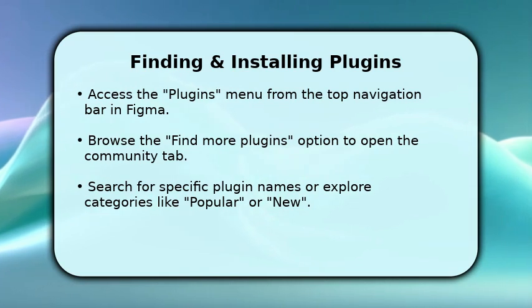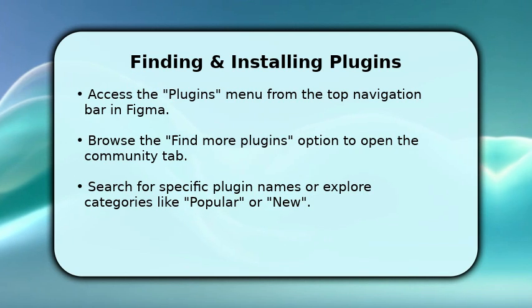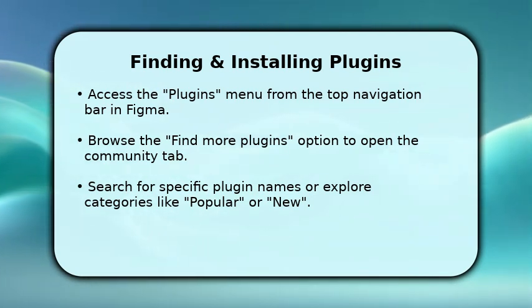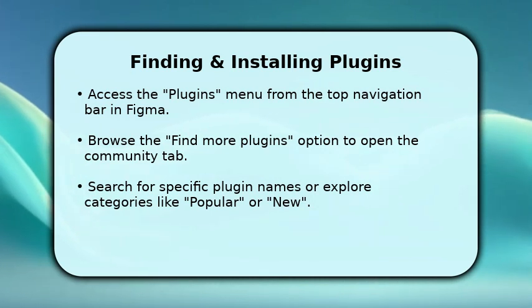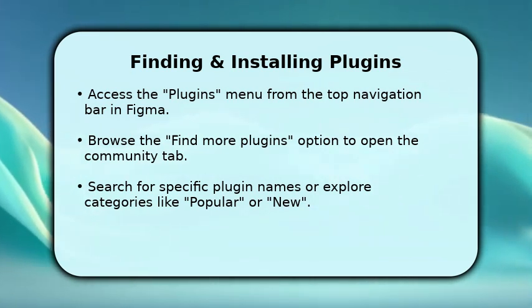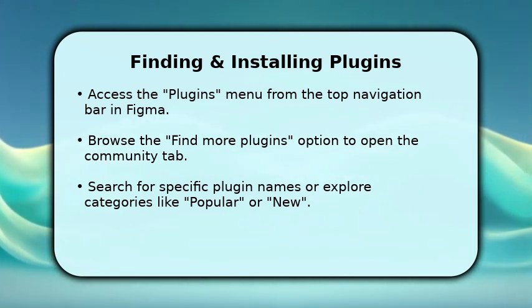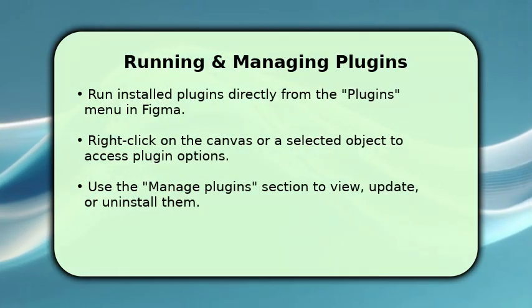First, navigate to the Plugins menu located in the top navigation bar of your Figma interface. From there, select Find More Plugins to open the extensive Figma Community tab. You can then search for specific plugin names or explore various categories, such as Popular or New, to discover exciting tools. Once you find a plugin you like, simply click the Install button on its page to add it to your account.